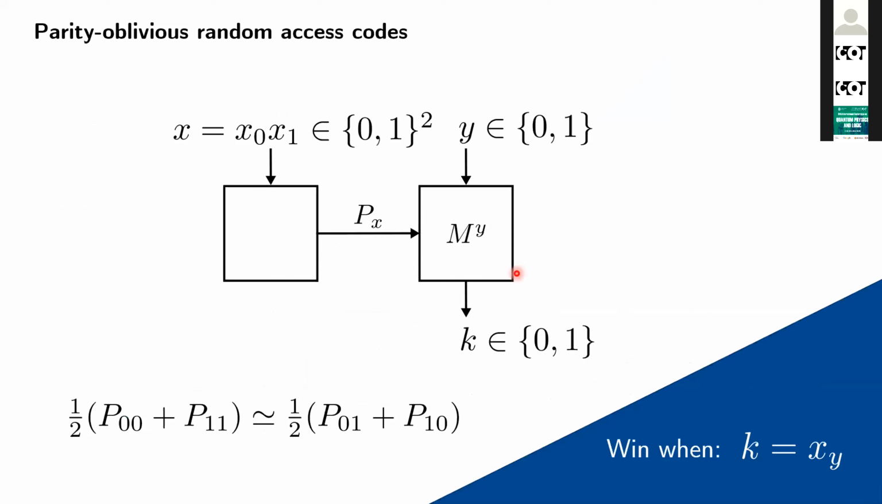So now I'll just quickly tell you about an application that we found for our hierarchy. Before, Alistair was telling you about these random access codes, parity oblivious random access codes. So basically you can have a game where you have one party, Alice, who has an input, which is made of, for example, 2 bits, which she encodes in some preparation and sends to Bob, who then has to guess either the first bit 0 or bit 1 by doing some measurement. If he's trying to guess bit 1, he'll do some fixed measurement, and his guess will be K.